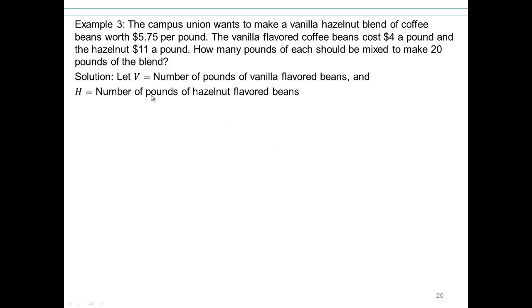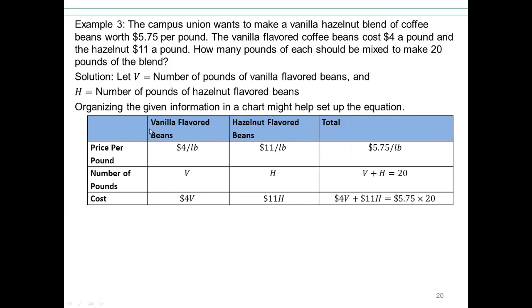So let's say V is the number of pounds of vanilla beans and H is the number of pounds of hazelnut flavored beans. And again, organize the information like we've done before. And again, you can see the price per pound times number of pounds is the cost of that flavor. Same thing here, cost of the hazelnut flavor is $11 times H.